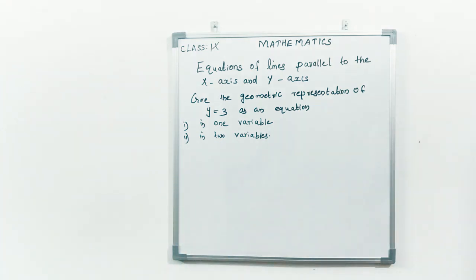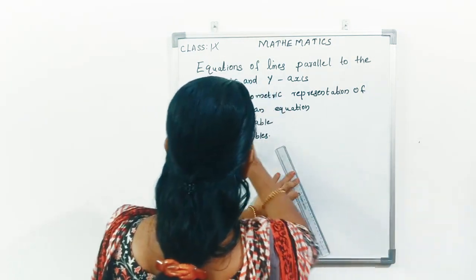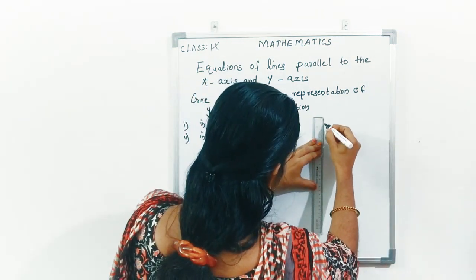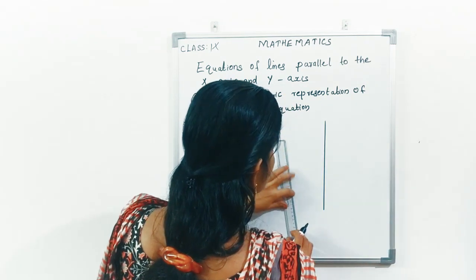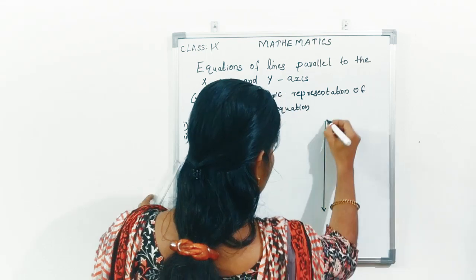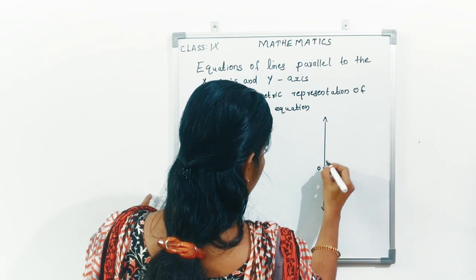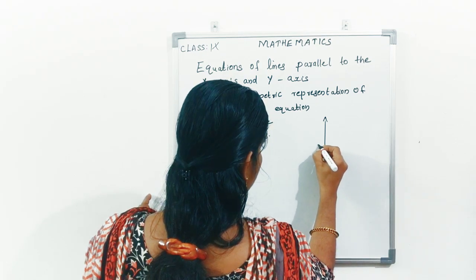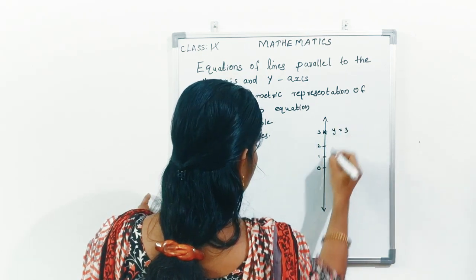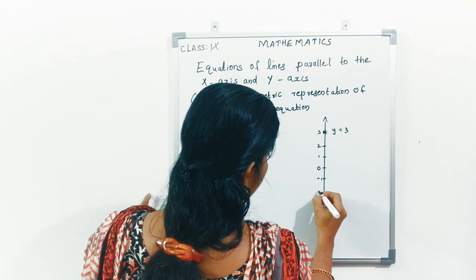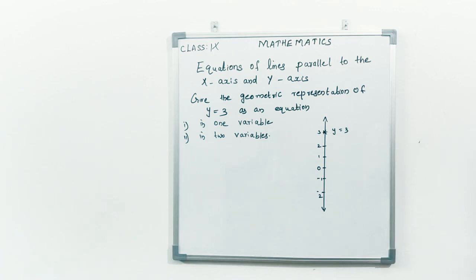Same way, first, one variable means we can mark that on the number line. Here y is equal to 3, we can mark this. This will be our axis. You want 0, 1, 2, 3. This will be our y is equal to 3. If you want, you can mark minus 1, minus 2 also. Therefore, the representation in one variable is over.